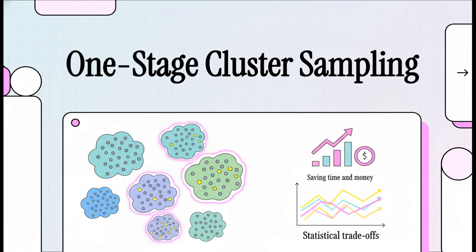So have you ever wondered how those massive nationwide surveys get done without completely breaking the bank? Well, a lot of the time, the secret sauce is a technique called one-stage cluster sampling. It's an incredibly powerful way to save time and money, but, and this is a big but, it comes with a really important statistical catch. So in this explainer, we're going to break down exactly how it works, when you should use it, and how to think about its trade-offs.